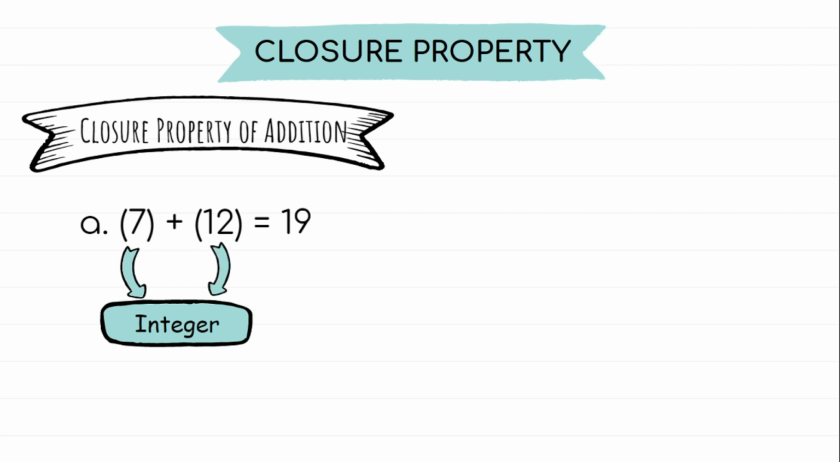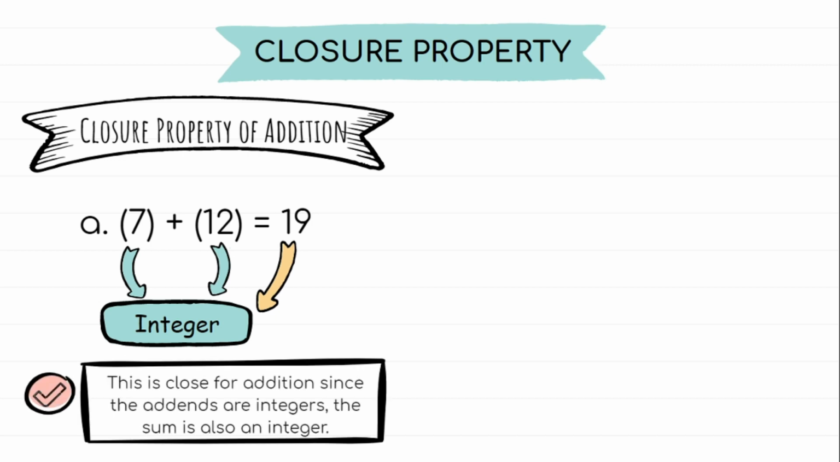Tama? So, ibig sabihin ba, kapag nag-add tayo ng two integers, ang laging sagot ay integers? Yes, just like this. Ang 19 ay still integers, correct? So, meaning to say, this addition is under closure property. So, this is closed for addition since the addends are integers and the sum is also an integer. Again, under siya ng closure property kasi ang addends ay integers and then yung sagot ay integers pa rin.